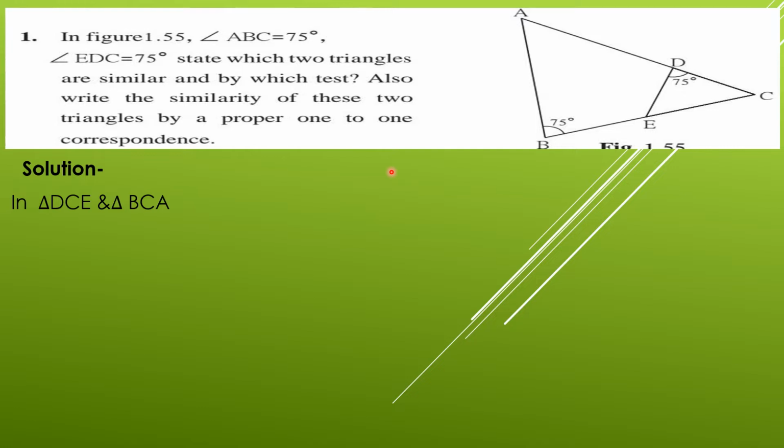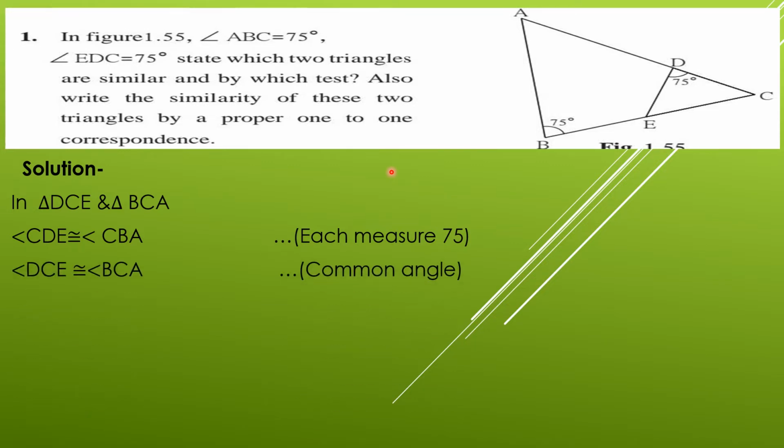Write in triangle DCE and triangle BCA, angle CDE is congruent to angle CBA having measure 75 degree. Then angle DCE is congruent to angle BCA, common angle, and therefore triangle DCE is similar to triangle BCA by AA test of similarity. The test of similarity is AA test and the proper one-to-one correspondence is DCE corresponds to BCA. This is our answer.